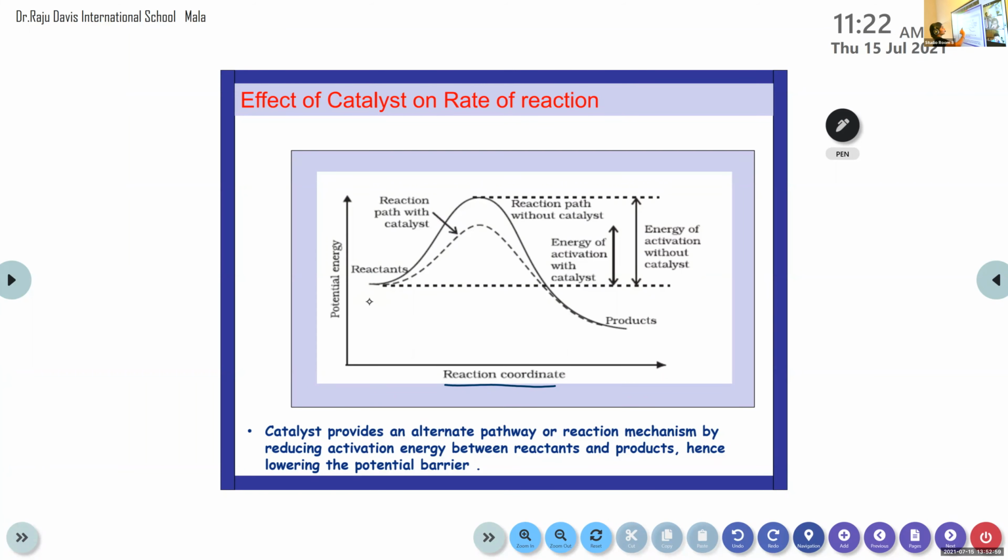Here the reactants are converted to products. The bold line shows the path of a chemical reaction without the presence of catalyst, and this dotted line shows the presence of catalyst in a chemical reaction. Clear? And you can clearly observe the energy change. Only a small amount of energy is required if catalyst is present in this reaction. That means a small amount of activation energy is required.